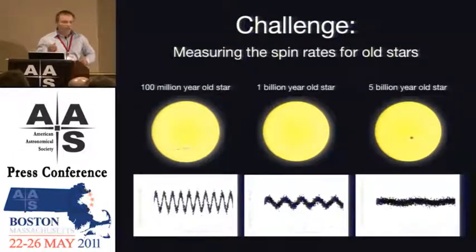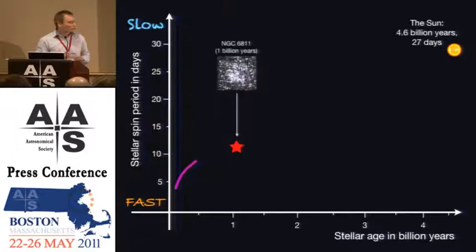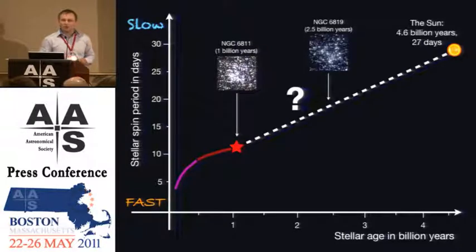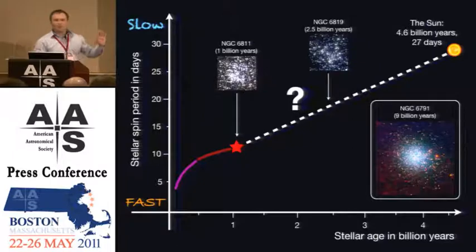That is our goal. We want to measure the spin periods, these brightness fluctuations, for old stars in old star clusters. And that is where Kepler is critical to us. So we have now taken the first step toward this goal. We have measured the spin periods in a 1 billion year old cluster and thereby extended this spin-age relationship to 1 billion years. That still leaves a 3.6 billion year gap out to the sun. But our next target of study is a 2.5 billion year cluster within the Kepler field of view. And there's even a 9 billion year old cluster in the Kepler field of view that will allow us to extend this beyond the age of the sun.